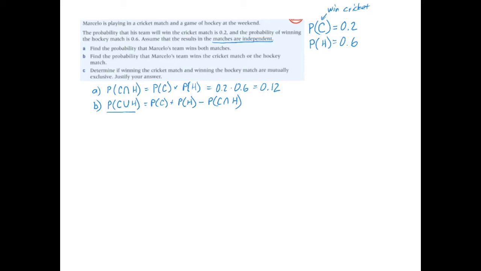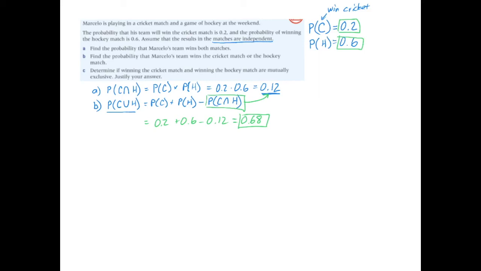Now, because it was independent and because I was able to figure out the intersection up here, I now have all the pieces that I need, right? I can take the P(C) and put that in. I can take the P(H) and put that in. And then I can take the P(C and H), which was the answer to question number 1, and throw it in right there. So this should be 0.2 plus 0.6 minus 0.12, which would then give us an answer of 0.68. So the probability of winning one or the other is 0.68.